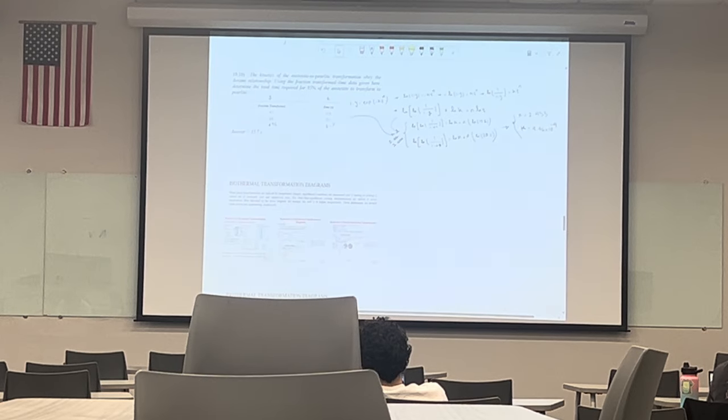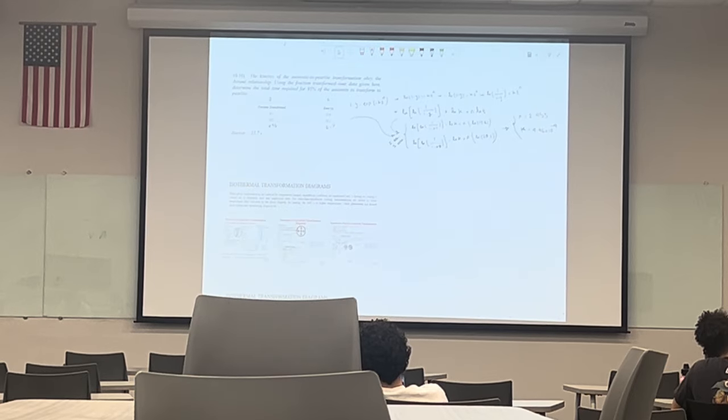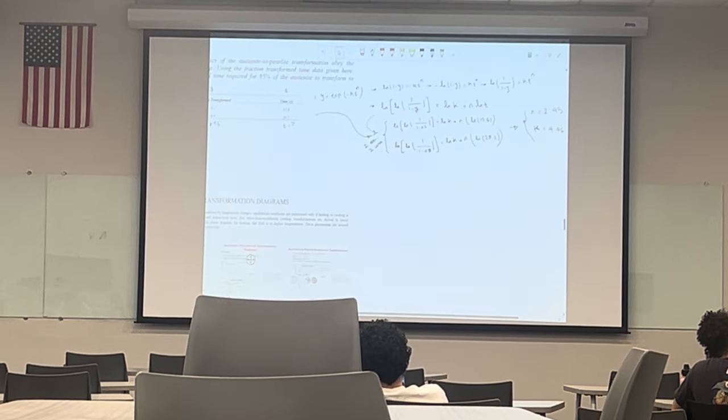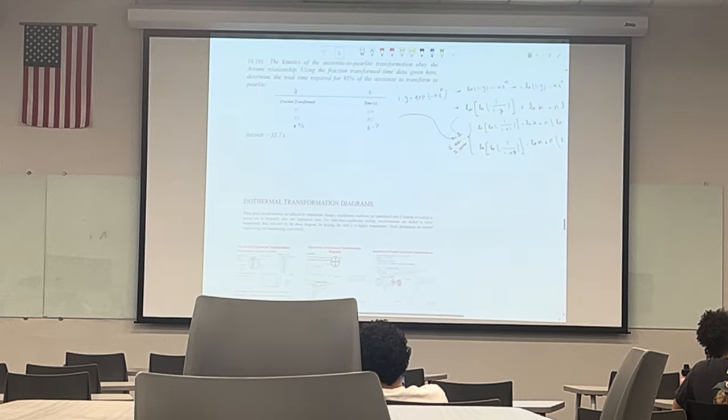Again, we have to go back to the Avrami equation. And what are we trying to solve for? We want to find the time t when y, or the fraction transformed, is equal to 0.95. And if we do that, I'm going to write that over here.